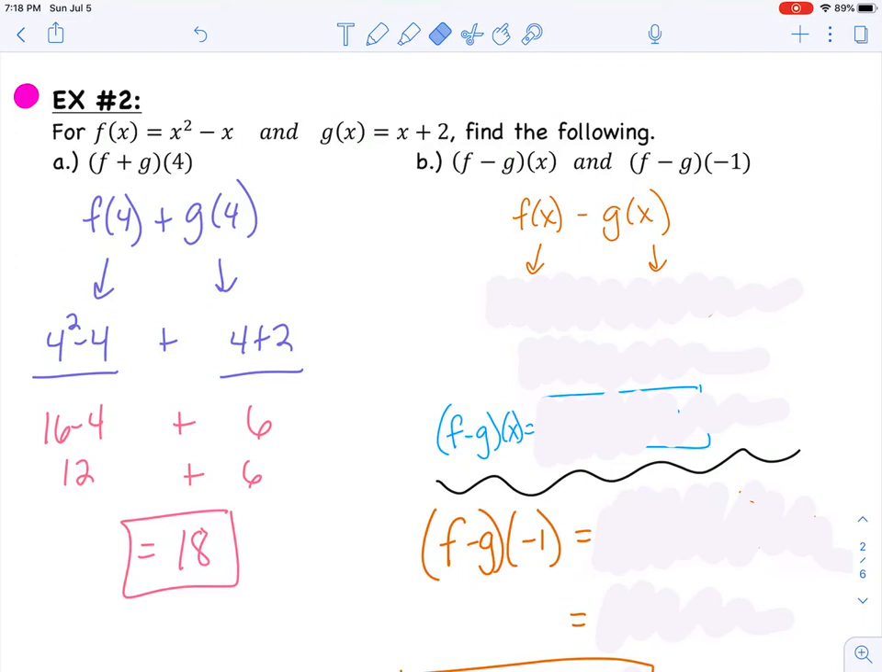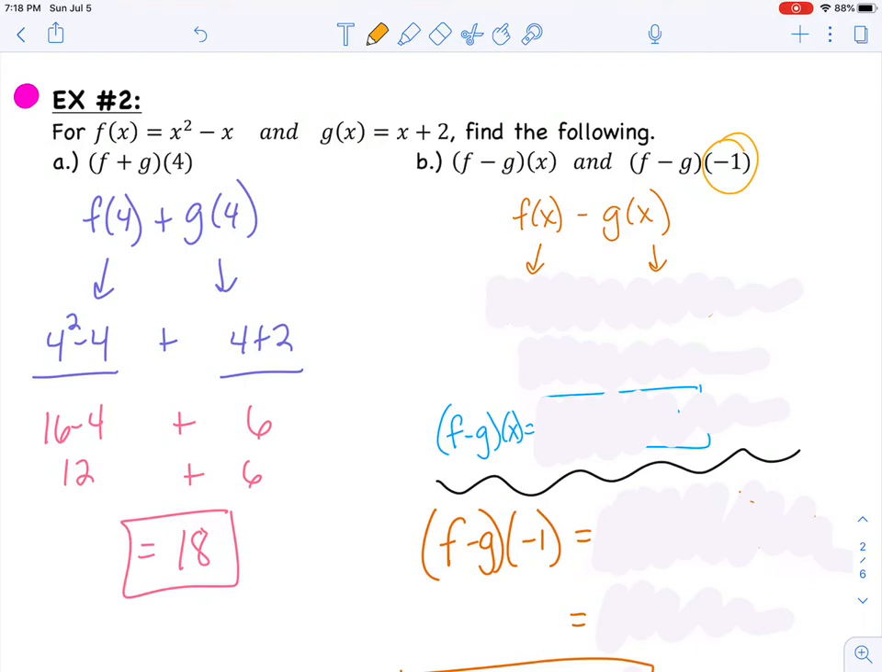The second question says, what is f minus g of negative 1? So a little bit different, right? The first one, we're still going to have x's in our answer, that variable there. And my second question, wherever we see an x in our answer, we've got to make sure that we then plug in negative 1 and still evaluate.